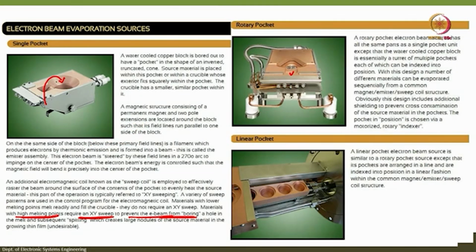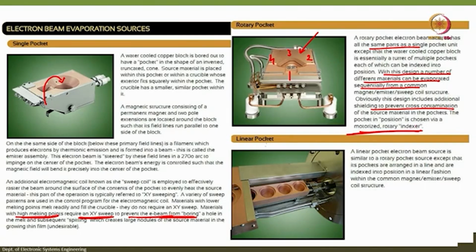As I mentioned, a rotary pocket electron beam source has all the same paths as a single point unit. However, with this design, a number of different materials can be evaporated sequentially, because, like I said, if this one is the first pocket and you have 4 pockets, then you can have different sources that you can evaporate. This design includes additional shielding to prevent cross contamination. This is the shielding, and the pocket in position is chosen via a motorized or rotary indexer.